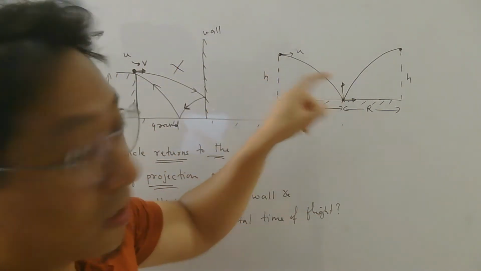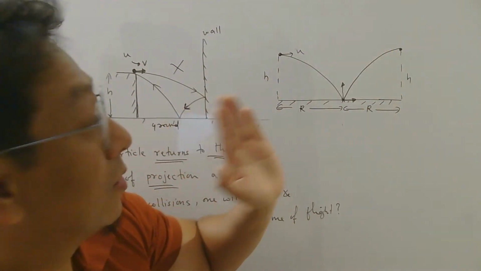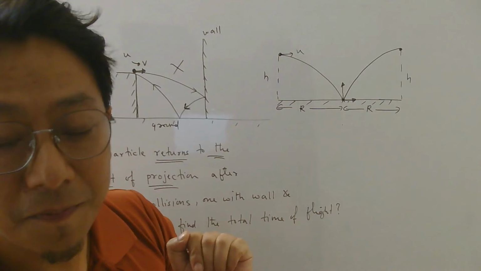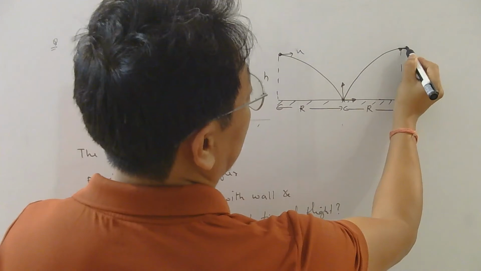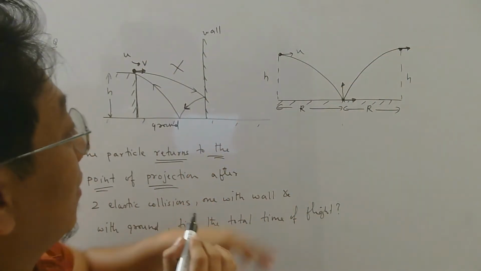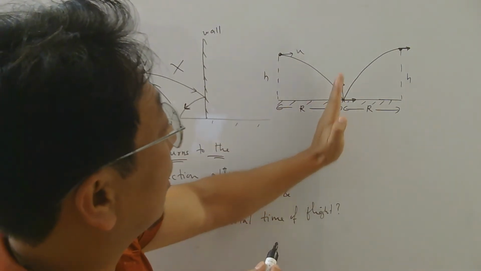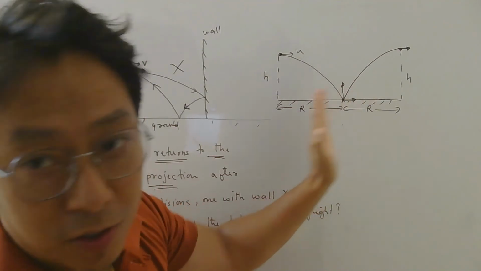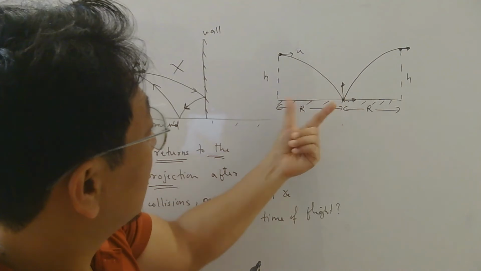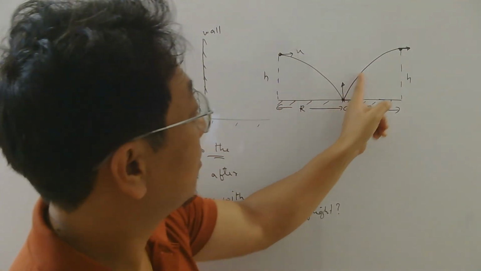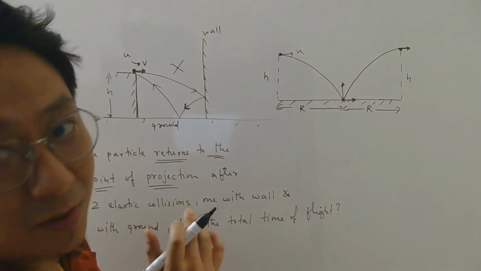From here to here, the vertical height, and from here to here, the vertical height will be the same, because the y component of velocity is the same, isn't it? And when it reaches here, its velocity will be again horizontal. Because the y component of velocity is reversed, it will go up, and the x component of velocity will remain the same. During that time, this covers horizontal distance r. In the same time, this will also cover horizontal distance r. Okay, so this is how the path will look after collision.